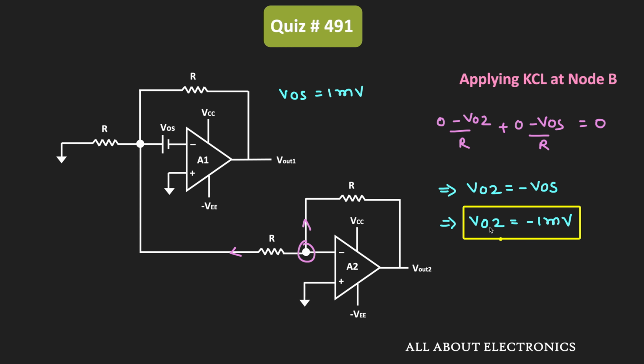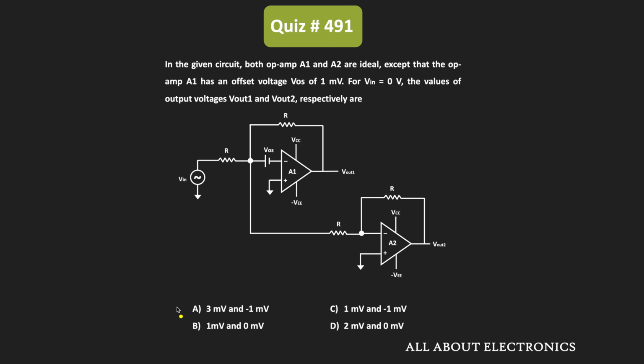That means for the given circuit, this Vo1 is equal to 3 millivolt, while this Vo2 is equal to minus 1 millivolt. And therefore, for the given question, this A is the correct answer.